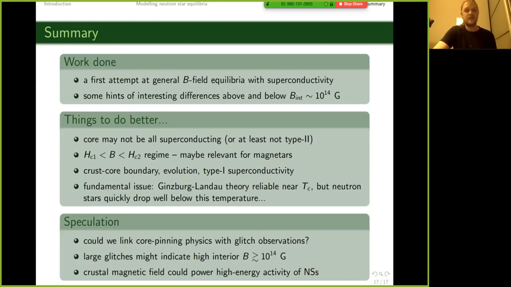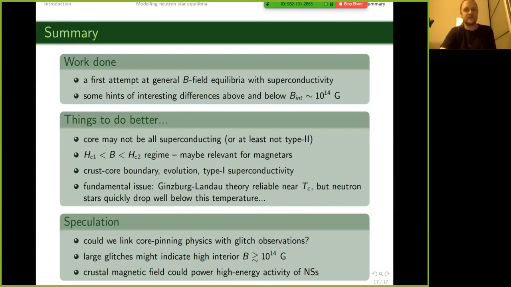In the region between HC1 and HC2, which is actually the region where, formally speaking, the flux tubes are stable, the flux tubes are also so tightly packed that there should be interactions between them, and that's not covered by these models. And that could be relevant for magnetars, if magnetars are not actually above that value completely, for example, in some regions. There's big issues about how one treats the cross-core boundary, the evolution of this system, and, like I said before, type 1 superconductivity.